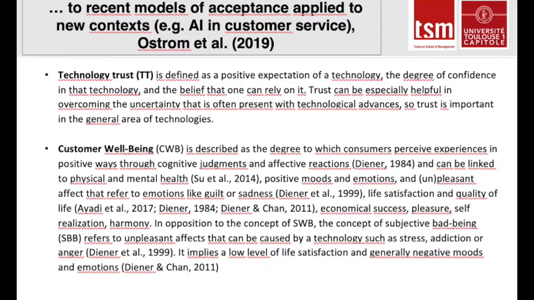Consumer well-being is described as the degree to which consumers perceive technology experiences in positive ways through cognitive judgments and affective reactions. This can be linked to physical and mental health, but also positive moods and emotions. Unpleasant or pleasant affect refers to emotions like guilt or sadness. Life satisfaction and quality of life, but also economical success, pleasure, self-realization, and harmony are influencing and characterizing consumer well-being. In opposition to the concept of consumer well-being, the concept of bad being refers to unpleasant effects that can be caused by a technology, such as stress, addiction, or anger. It implies a low level of life satisfaction and generally negative moods and emotions.